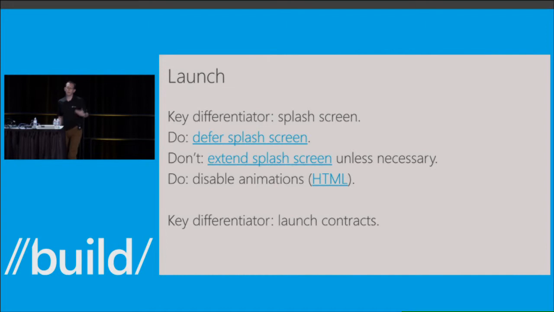This is a lot easier to disable across the board with HTML than with XAML, because with HTML, if you're using WinJS animations, you can wholesale disable those. With XAML, you'll have to go and manually remove animations or add them back. But it's something you can consider doing if you want that extra little edge on your app launch performance.